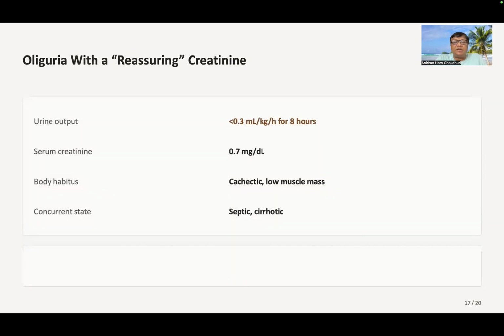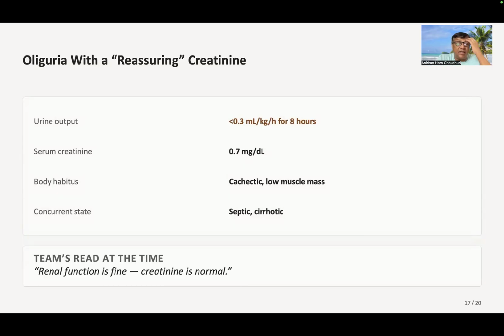Now this patient, on subsequent days, has oliguria with a reassuring creatinine. Urine output is less than 0.3 ml per kg per hour for 8 hours. Serum creatinine is 0.7. Body habitus, as I mentioned, is sarcopenic, that is cachectic with low muscle mass, and the concurrent states are sepsis and cirrhosis. And the team takes the condition on paper as: renal function is fine, creatinine is normal.